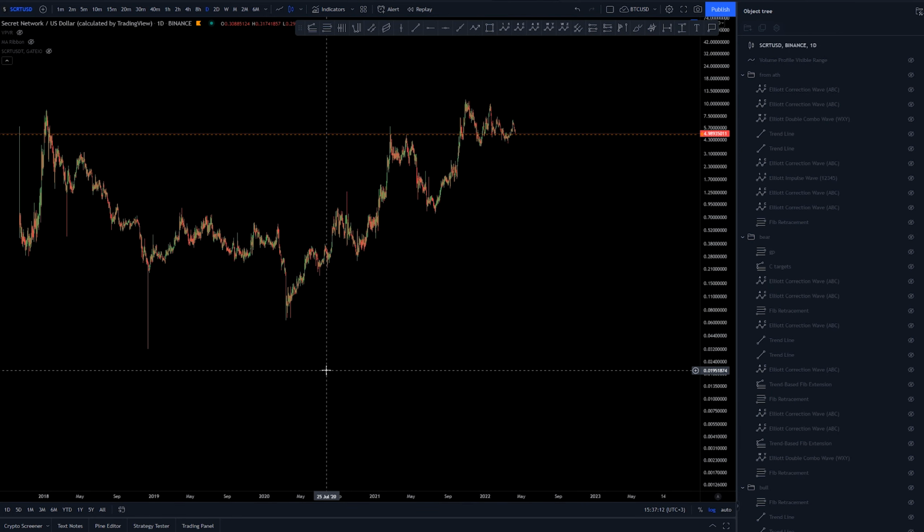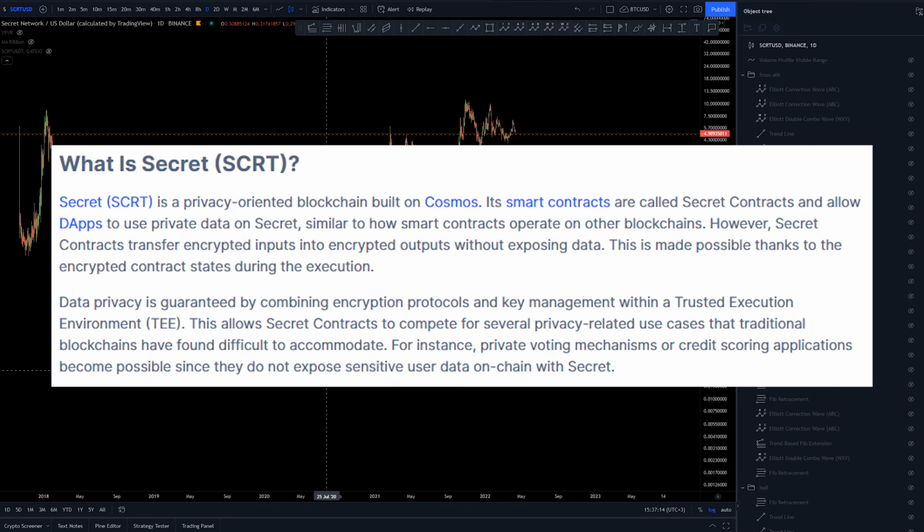Hey, it's H here, and today we're taking a look at technical analysis for SCRT or Secret. First, we are going to have a look into some classical technical analysis, and after that I'm going to show you a couple of different Elliott Wave counts.